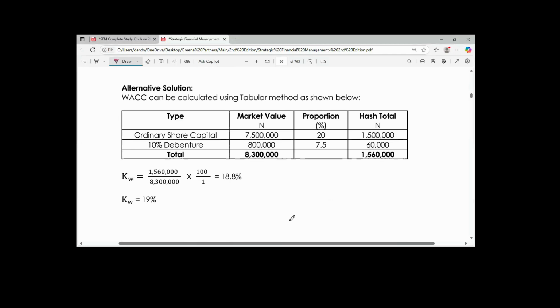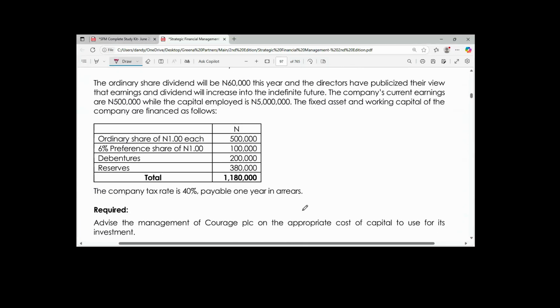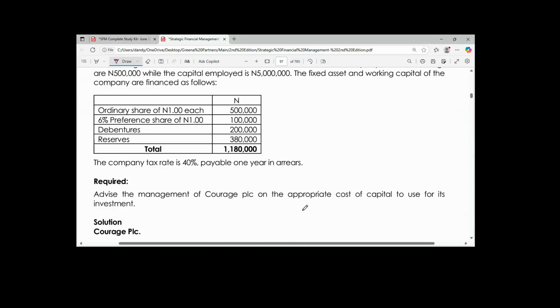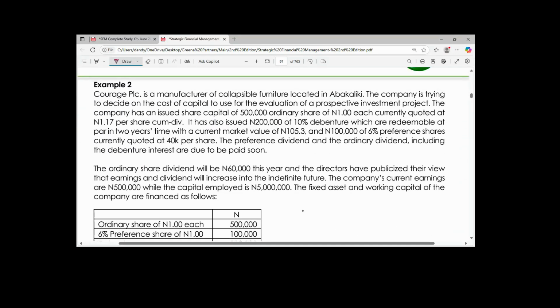Let's use the example in the golden book to do the explanation. Yes, I want to show you how you are going to calculate cost of redeemable debt when tax is paid 1 year in arrears. All right. I want to use this example to demonstrate it for you. Now, for a start, I need one of you to do the reading. Somebody should volunteer and read for us.